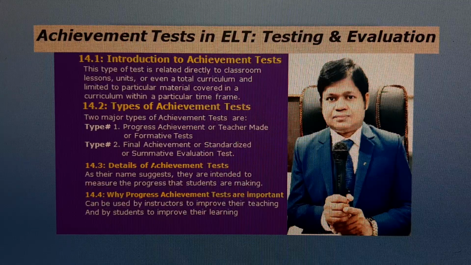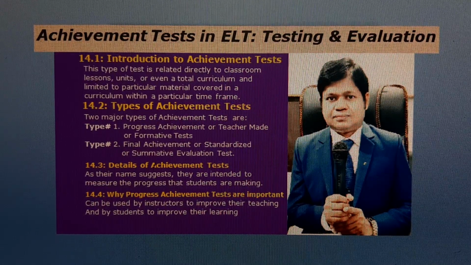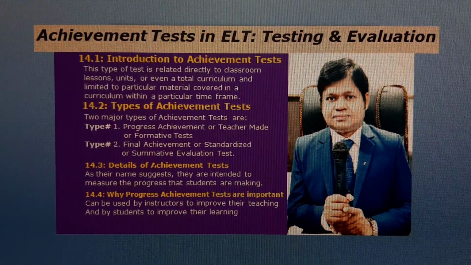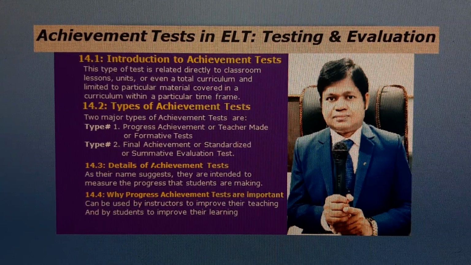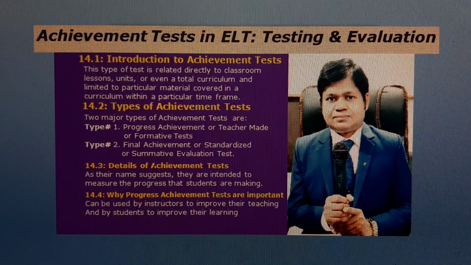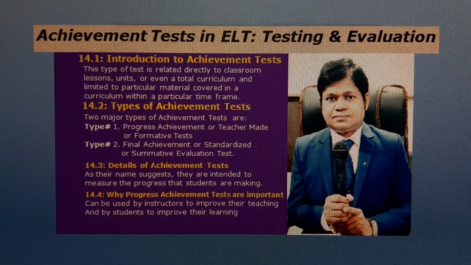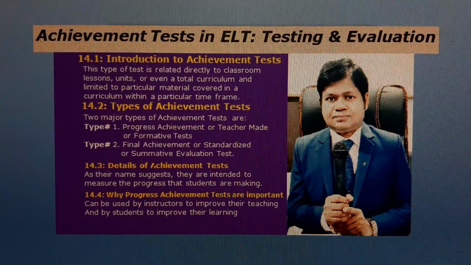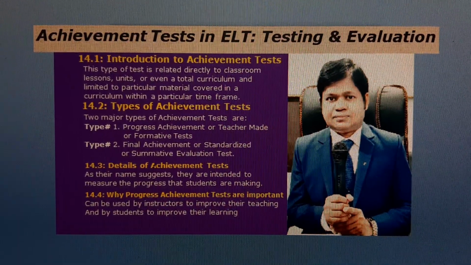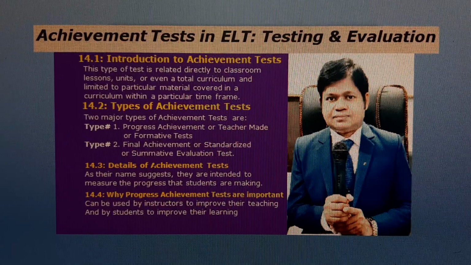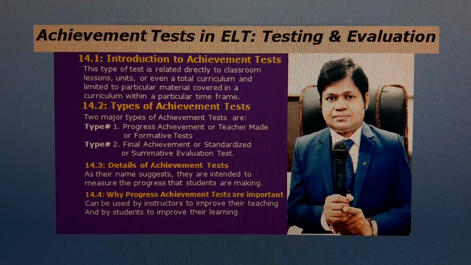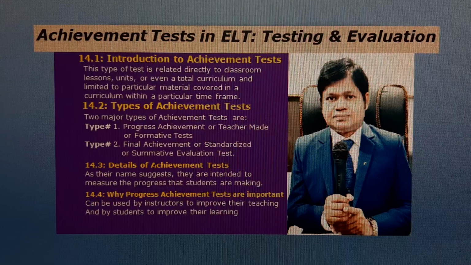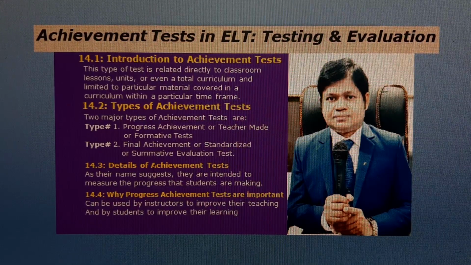It is the most common test in our academic teaching learning arena to bring up target knowledge, understanding, and application skills, where most of the teachers are involved and responsible in preparation and use of achievement tests. Types of achievement tests. Two major types of achievement tests are Type 1, Progress Achievement, Teacher-made or formative test. Type 2, Final Achievement or Standardized or Summative Evaluation Test.